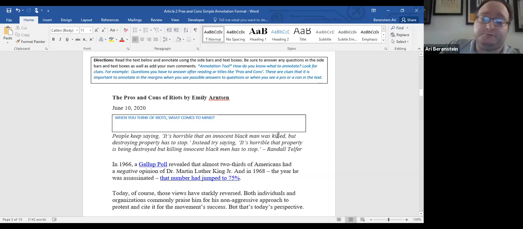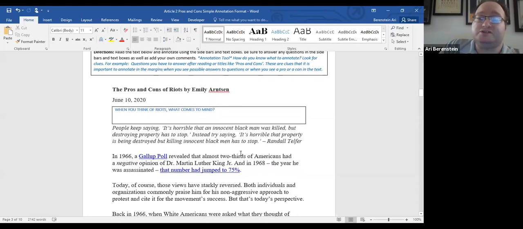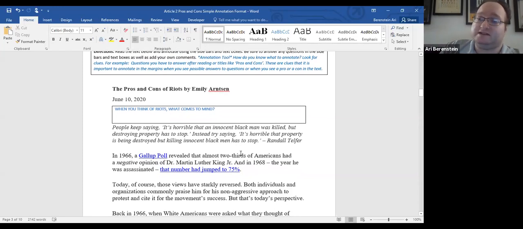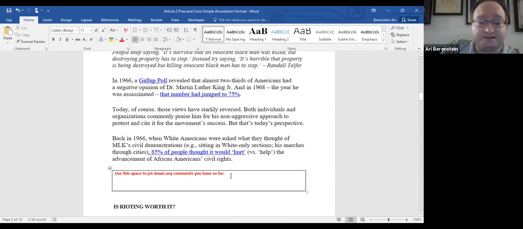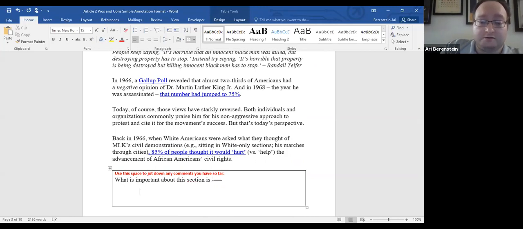So again, when we say write notes in the margins, there are moments in the article that say use this space to jot down answers. Any comments you have so far. So this is where I would write a note. And what you can do is you can say, what is important about this section is, and then go on. A question I have about this section is. So either one would work.